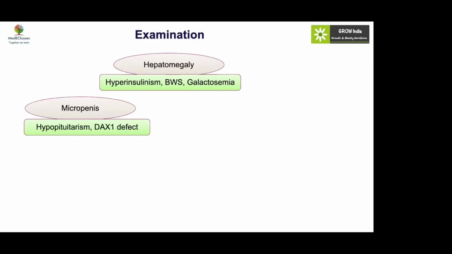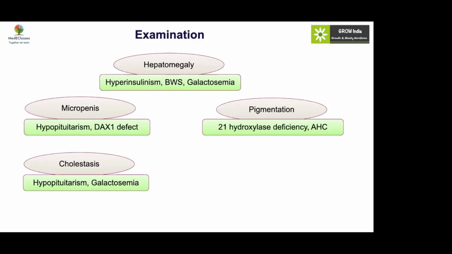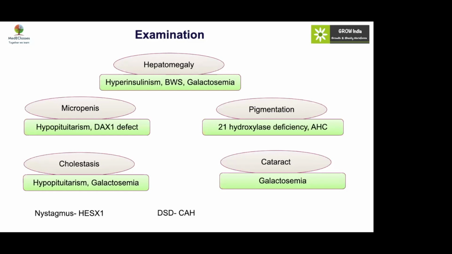Micropenis, of course, means multiple pituitary hormone deficiency. Pigmentation suggests adrenal problems like congenital adrenal hyperplasia. Cholestasis again suggests galactosemia or multiple pituitary hormone deficiency. Cataract suggests galactosemia. So just clinical examination will give you very vital clues in that regard. Look for nystagmus, look for DSD, and omphalocele suggests Beckwith-Wiedemann syndrome.